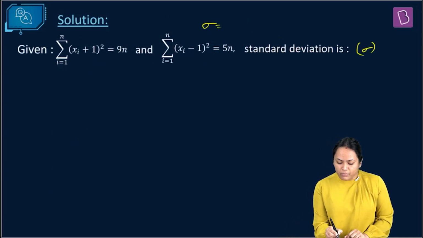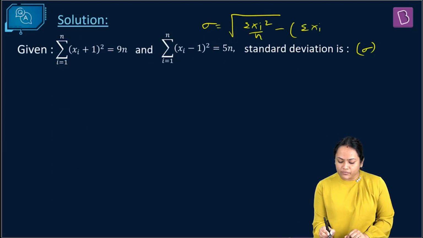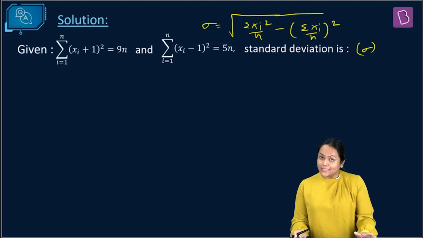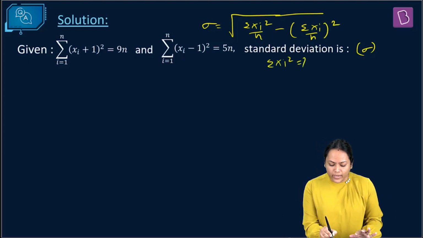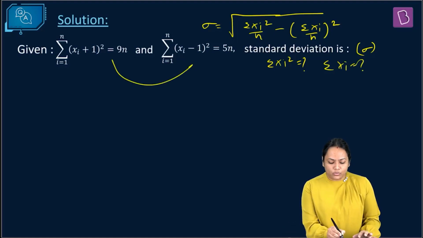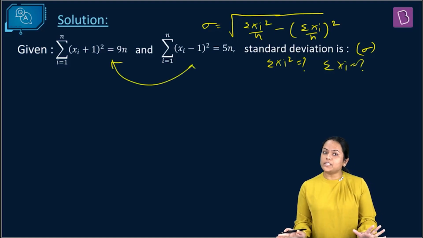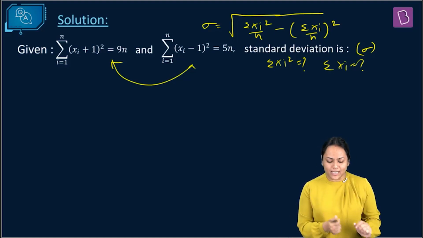Now guys, sigma formula is root over summation of xi square by n minus, I can say, summation of xi by n, that is mean, whole square, right? That means I have to find both the values. I have to get summation of xi square as well as summation of xi using these two relations. Is this clear? Perfect. Let's start solving.